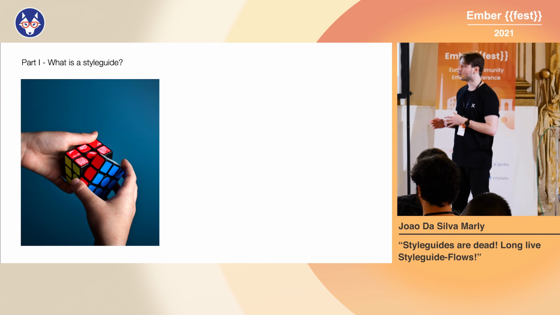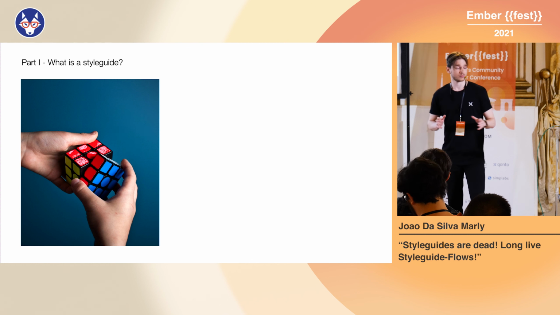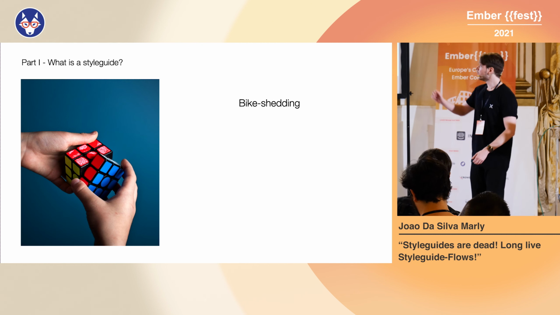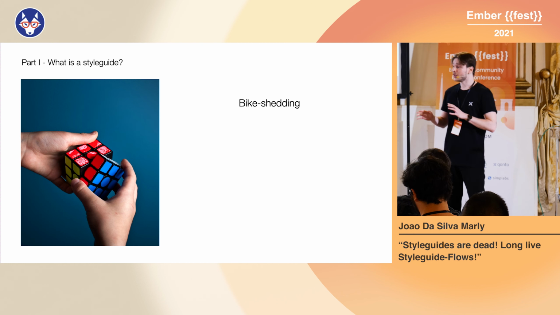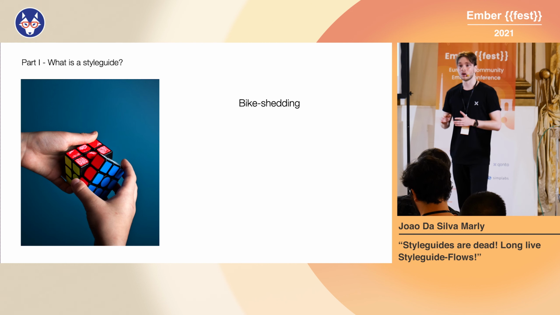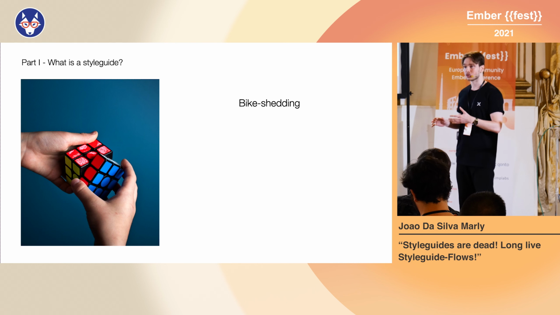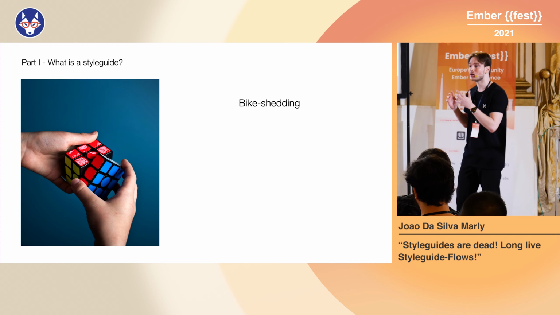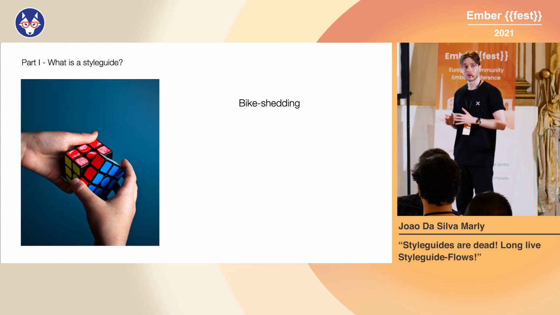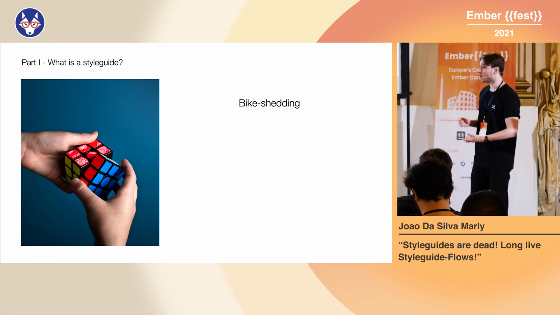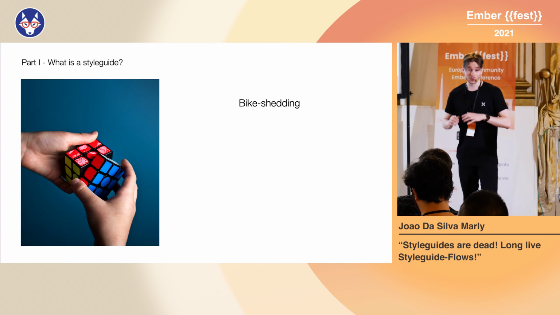What problem should a style guide solve? First, bike shedding. Bike shedding means spending time on futile discussions, spending time deciding the color of the bike shed, instead of focusing on real topics, instead of focusing on what matters. We don't want that.